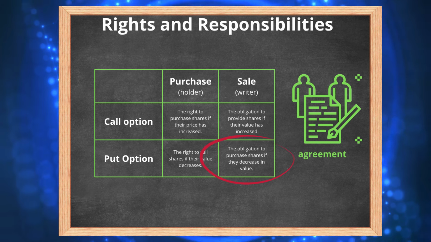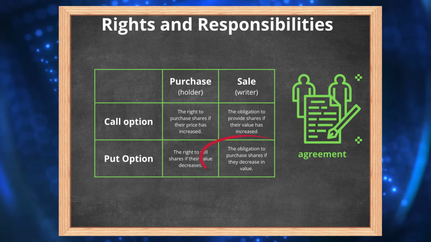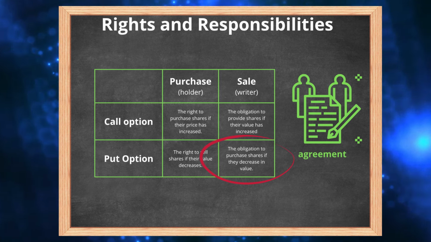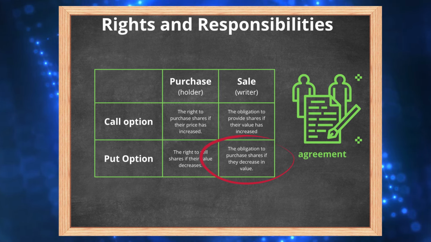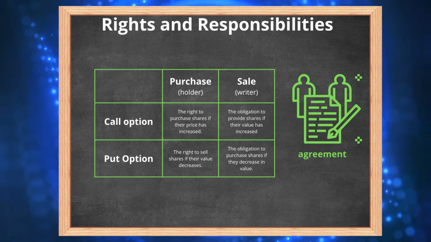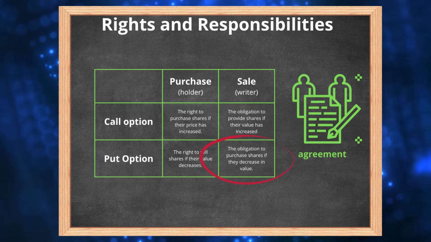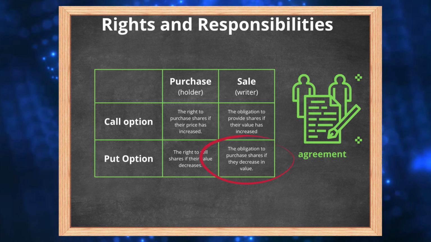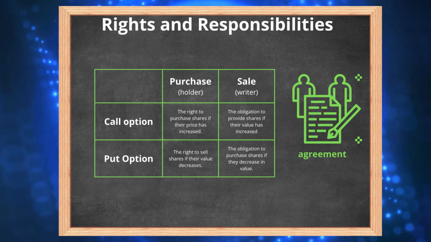The seller of a put option is obligated to buy shares from the put buyer if the option is exercised. This happens when the stock price falls below the strike price. If the stock price rises and the option is not exercised, again the seller keeps the premium.